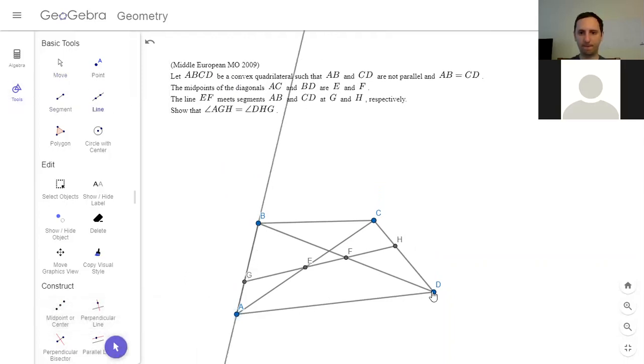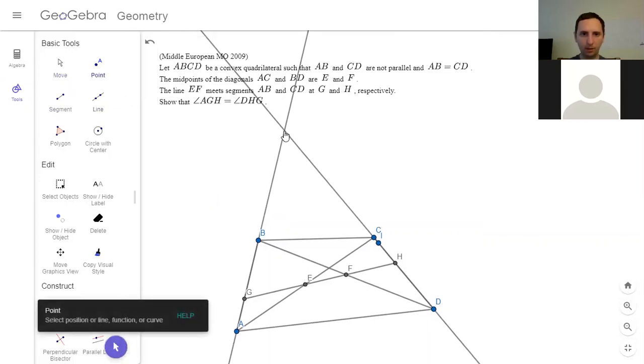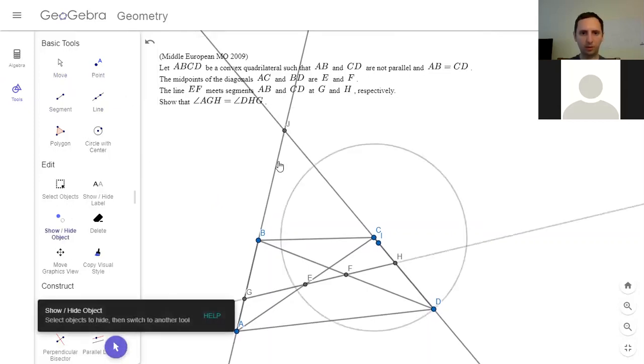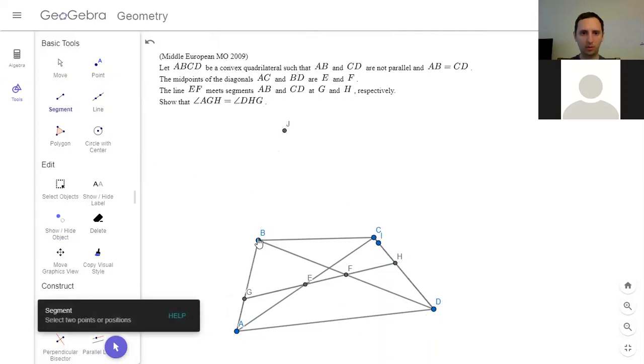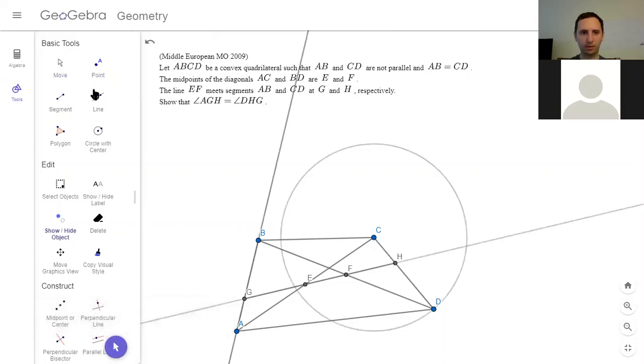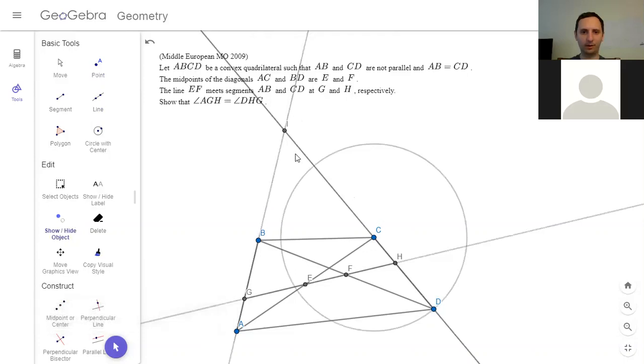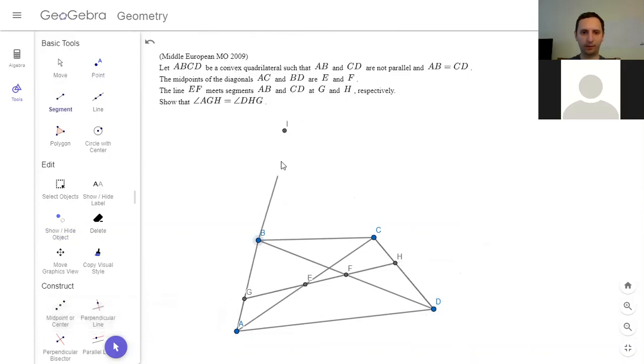Let me make some more room here. Oops, where did point I come from? What happens if I delete it? Whoops. You didn't choose C. I didn't choose C. Yeah, I chose point I. All right, so I will hide this and this. So yeah, my idea is I want to show that IGH is isosceles.